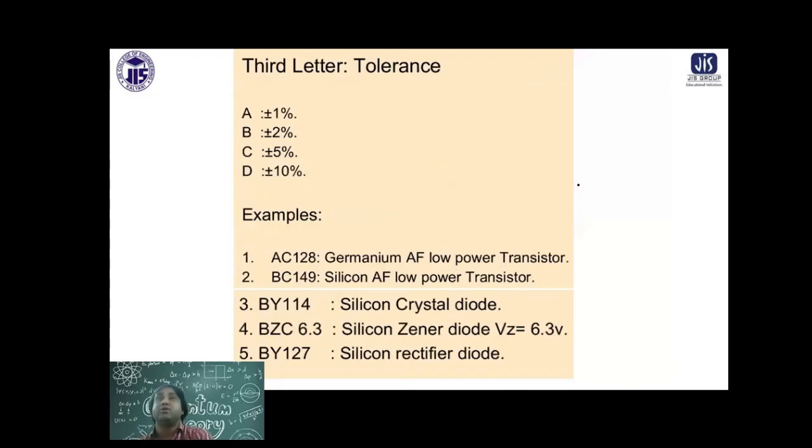And in a diode, the tolerance is there. This code is used, like AC128. A means germanium. It is used for audio frequency power transistor. BC149 is a very popular silicon audio frequency low power transistor. BY114 is a silicon rectifier diode. BZC is a silicon Zener diode; 6.3 means it will produce 6.3 volt, a voltage regulator. BY127 is a silicon rectifier diode.